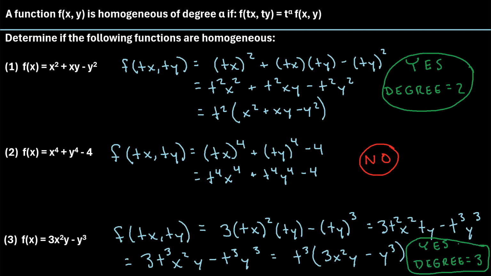So for this one, we'll say yes, it is homogeneous and the degree is 3, since that's the degree that we found right here. So those were just a few different examples of how to determine if a function is homogeneous.